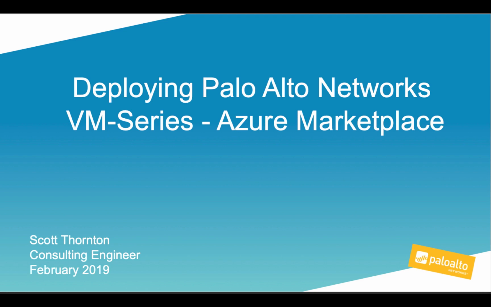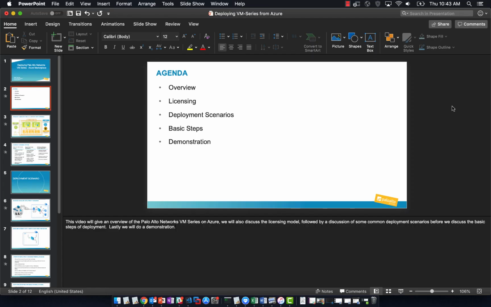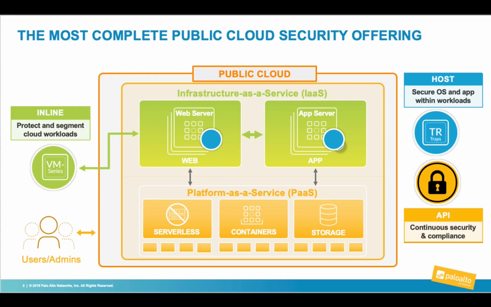During this recording, we are going to discuss the basics of getting started on Azure with the Palo Alto Networks VM-Series Next Generation Firewall. We will conclude this video with a demonstration of the setup process. This video will give an overview of the Palo Alto Networks VM-Series on Azure. We will also discuss the licensing model, followed by a discussion of some common deployment scenarios before we discuss the basic steps of deployment. Lastly, we will do a demonstration.